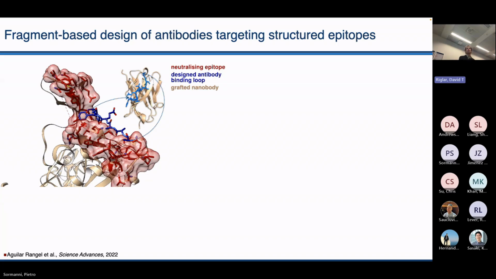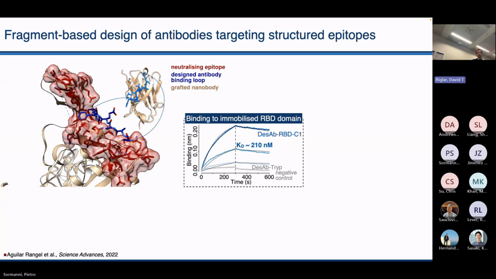So when we went to the lab, we got this binding affinity in the high nanomolar range. We always use negative controls, which are the exact same nanobody scaffold with a different CDR3 loop.